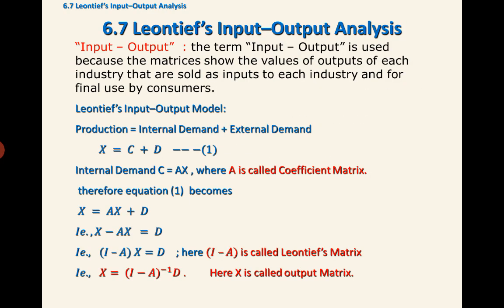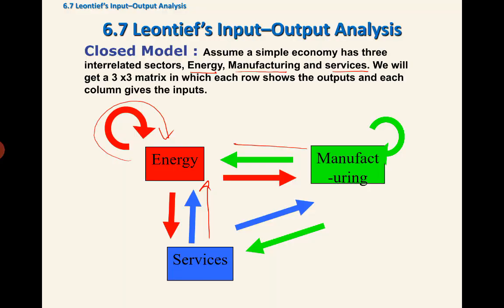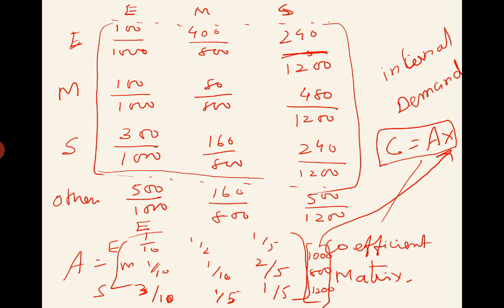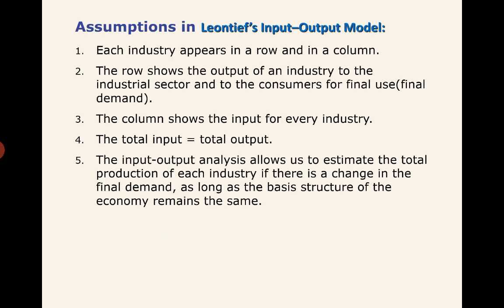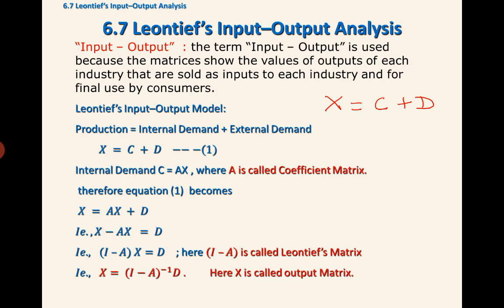The formula is here. So what is it? X is the total output, which is equal to internal demand C plus external demand D. External demand D is the last column given in the table that we are seeing. The last column was the external demand, isn't it? That is our D. And C has been found as A times X. So we now replace this: X is equal to AX plus D.